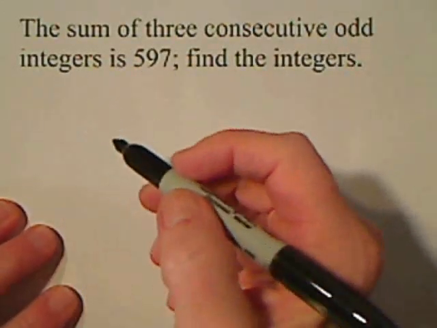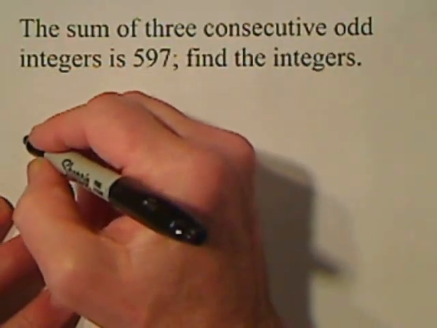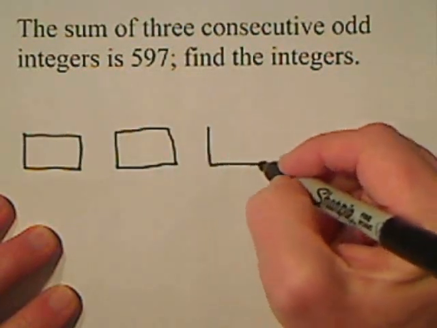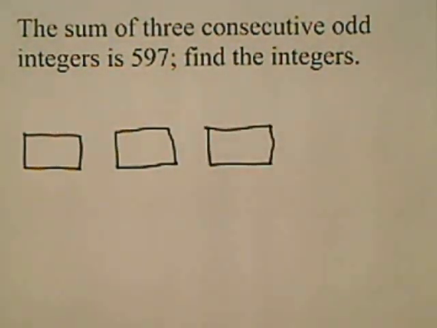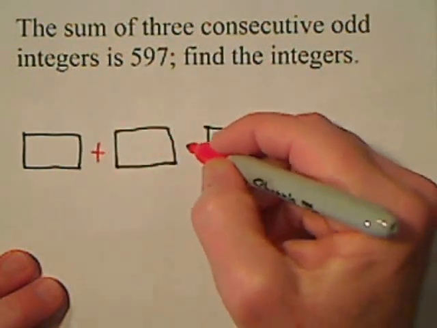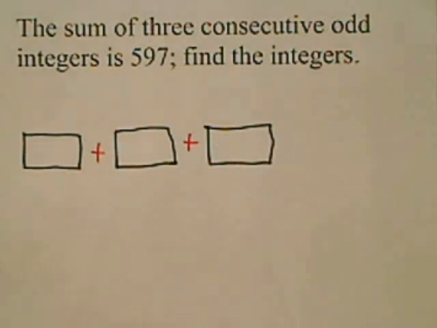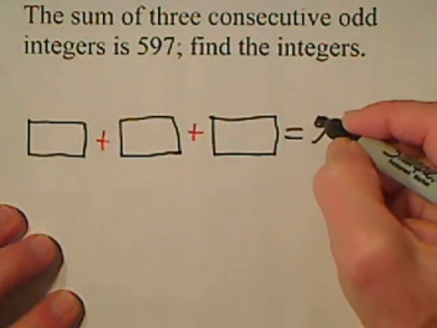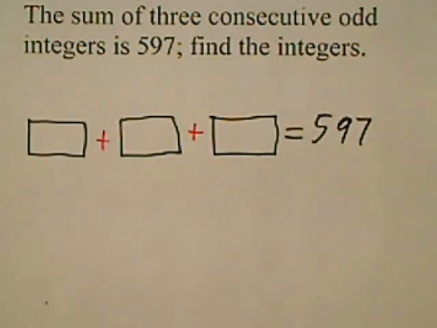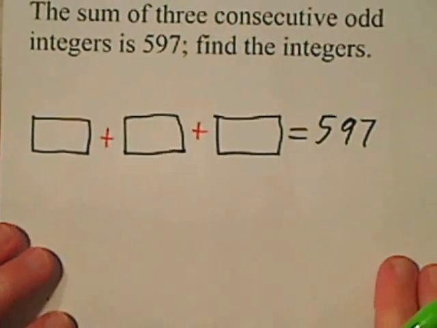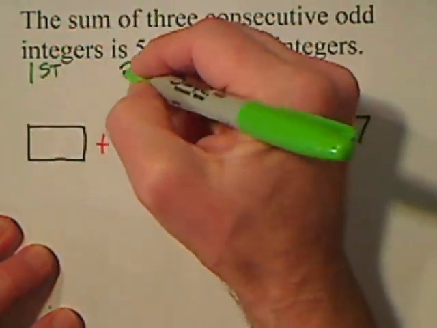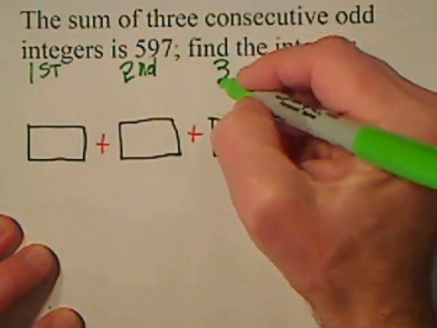So we have 3 consecutive odd integers. We'll use 3 boxes. And if we add them together, we will get 597. And again, I like to label these boxes so I can keep them straight, especially when the problems get more complicated. So this is our first, our second, and our third.